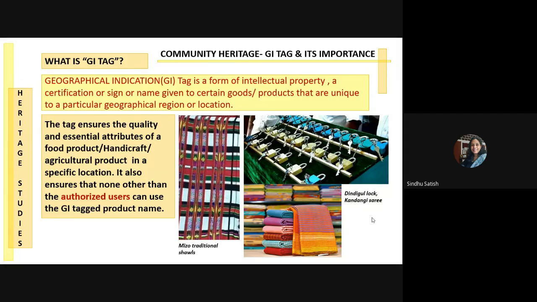This is just to show examples. There are so many different varieties of indigenous products which have got GI tag. I've just picked up a few just for you all to get a hang of it. And this is Mizo traditional shawls that you see on the left. These are traditional shawls of Mizo people.